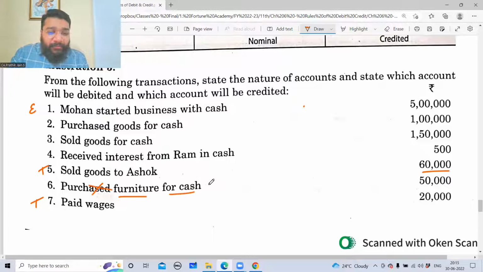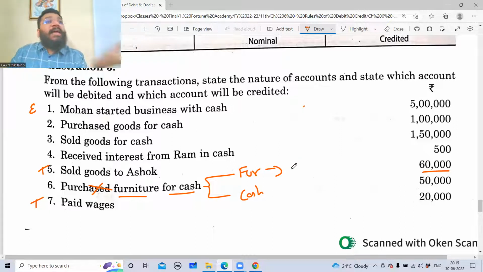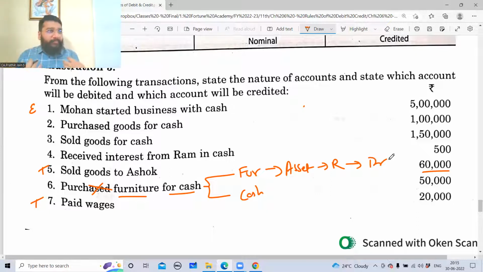Furniture and cash. Furniture account, cash account. Furniture, what is the nature? Asset, I own it. Real account. Debit what comes in? When I buy the furniture, furniture comes in. Debit. Cash is asset, real account. Cash goes out. Credit. Simple. Credit what goes out.